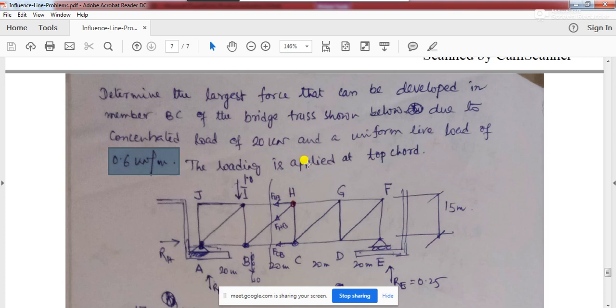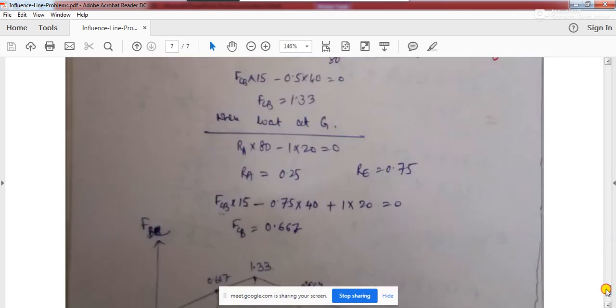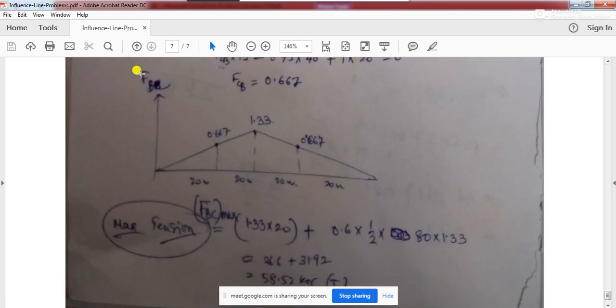This 20 kilonewton load and a uniform live load of 0.6 kilonewton per meter is moving over the truss. Then you see, the first step is always to find out the influence line, and then after you find the influence line diagram, you just have to put the load at the proper place where the maximum ordinates will come, or for UDL you will have to find out the area and then find out the value of the total axial forces. Either it may be compressive or it may be tensile. So I'll request you please go through this problem.